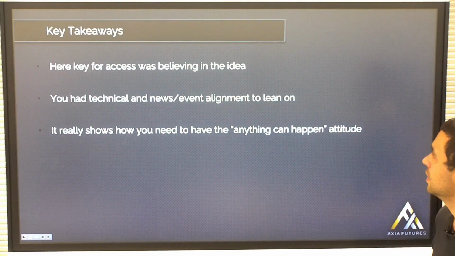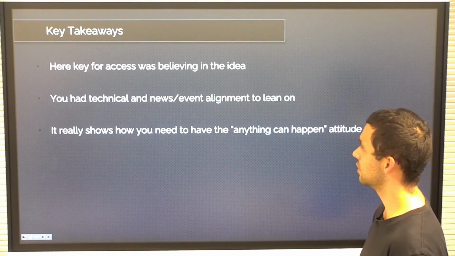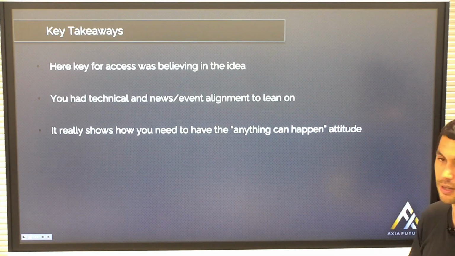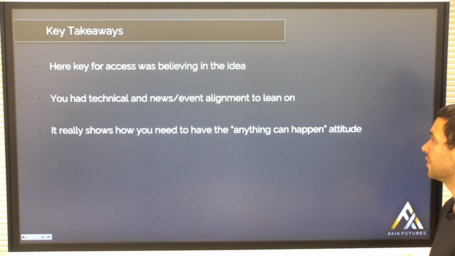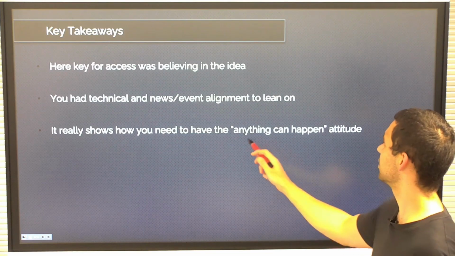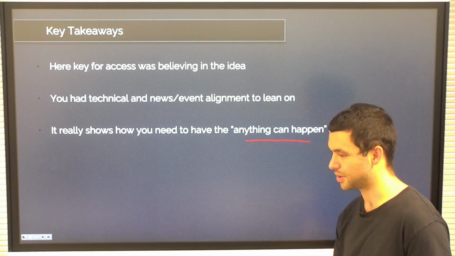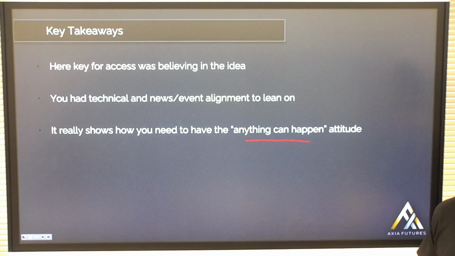Okay, so here, key factors was just believing in the idea. You had the technicals, the news or event, whatever you want to call it, alignment to lean on, so they're both pointing in the same direction. So just go, okay, where am I wrong, and then let it be. And this really shows how you have to have this anything can happen attitude and not really go, all right, I'm expecting the market to accelerate, it's got to accelerate. If it doesn't, I'm wrong, because clearly if you had that attitude, you were wrong, not the market.